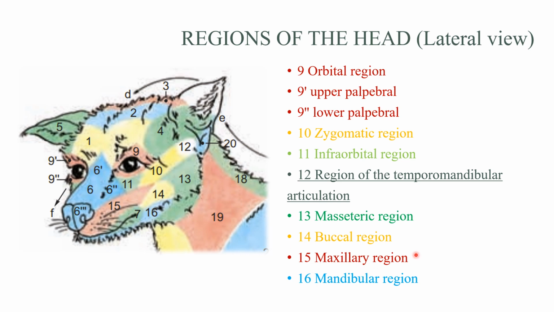Maxillary region is the region of the top jaw or maxilla, so maxillary or maxilla. And the mandibular region, which is the bottom part of the jaw right here, and it would go along here to the side and to the upper part of the head.